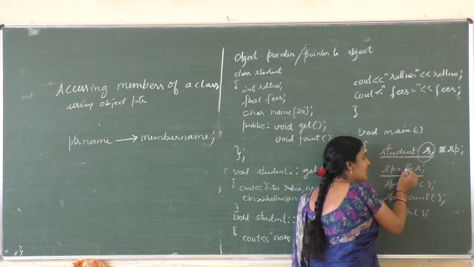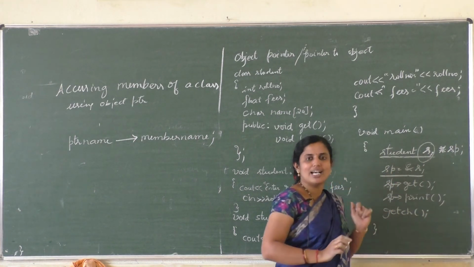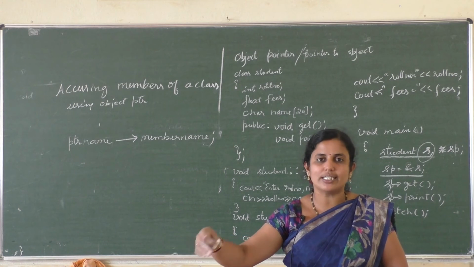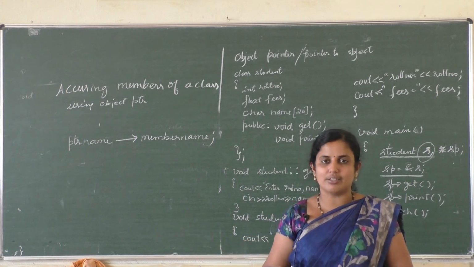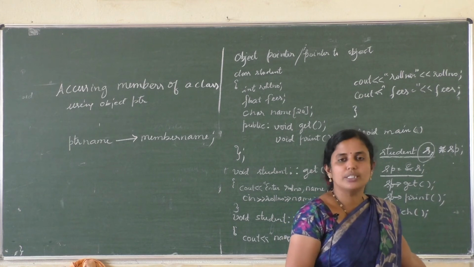You have to store address of s in sp. Okay, now sp has the address of object s. So whatever work the object does, that is calling a function or accessing the variables, the same thing can be done by an object pointer.